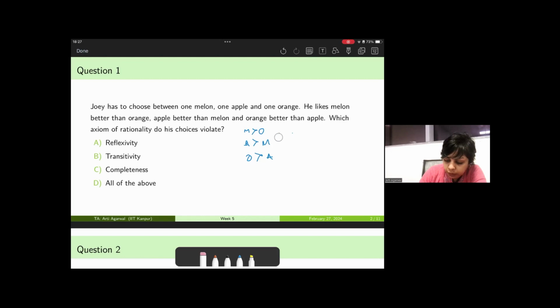Let's do this again. I think this is the part where we got confused. So melon is better than orange, right? So melon is on top, orange is in the bottom. And apple, next one, apple is better than melon. So apple is on the top above melon. Now the third part is saying that orange is better than apple. So orange is going above also. What is happening?